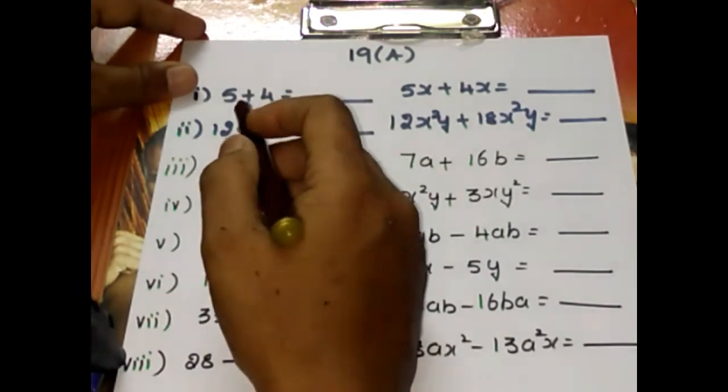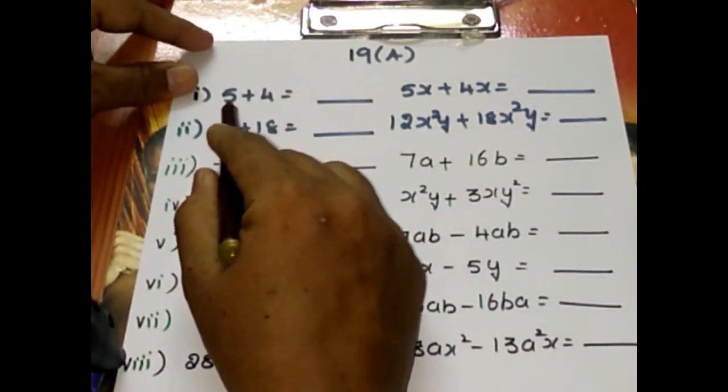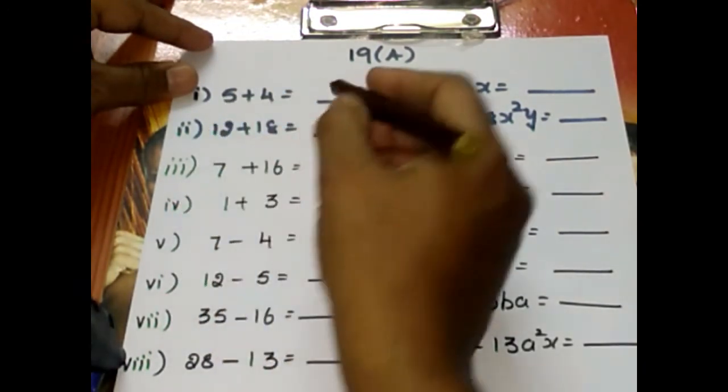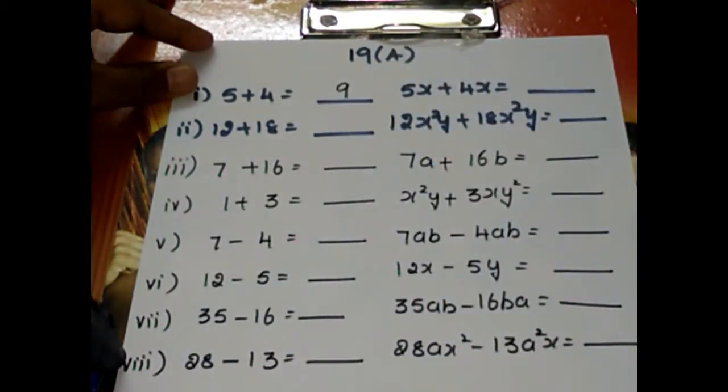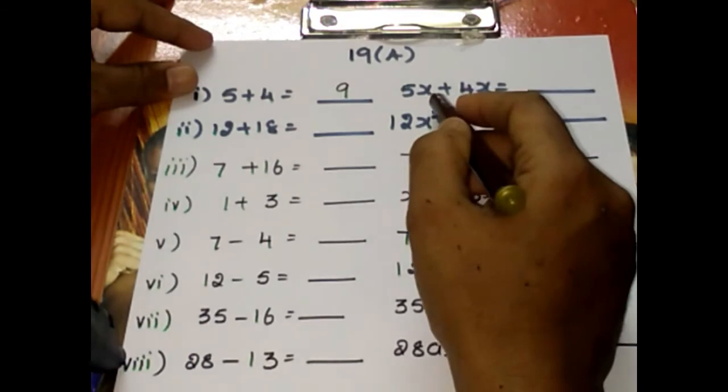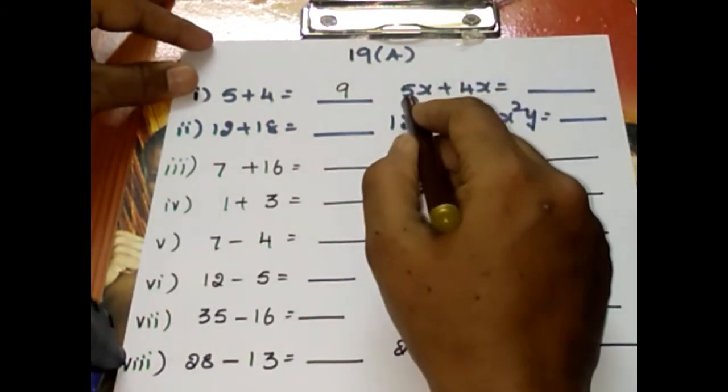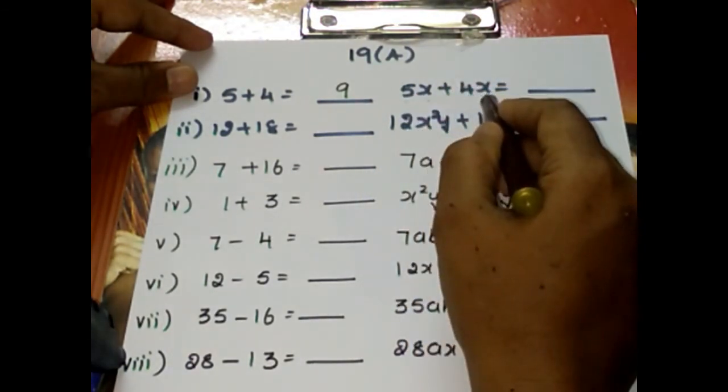Let's start. First one, fill in the blanks. 5 plus 4, they are numbers. Exactly, you know that the solution is 9. On the other hand side, we have the algebraic expression 5x plus 4x. How to do the addition?